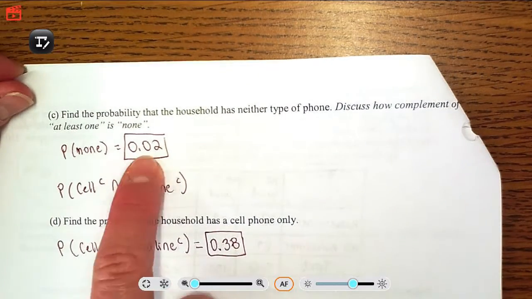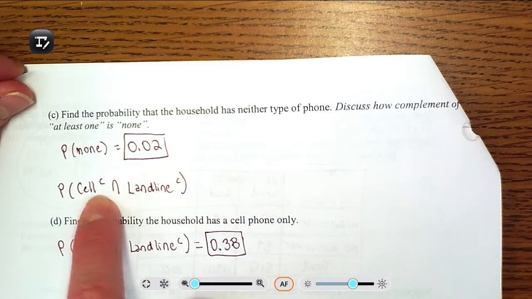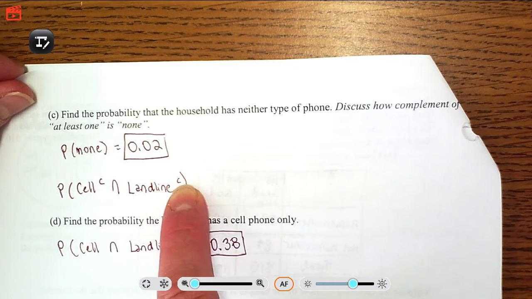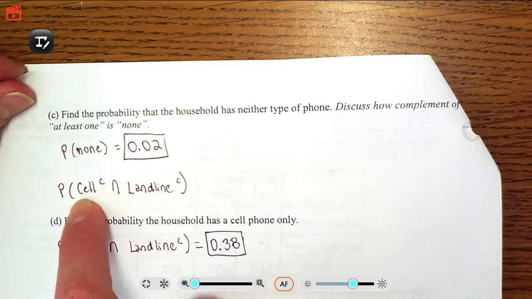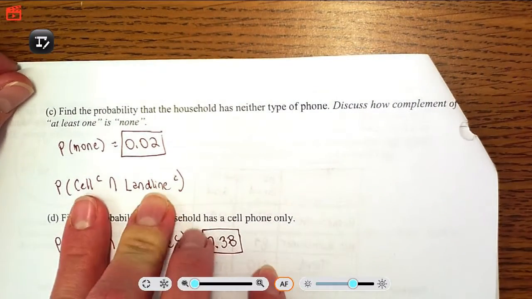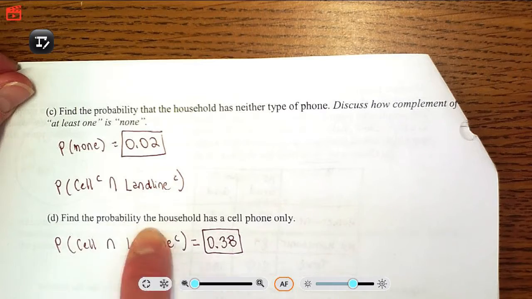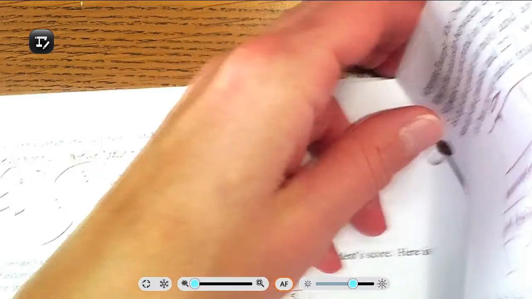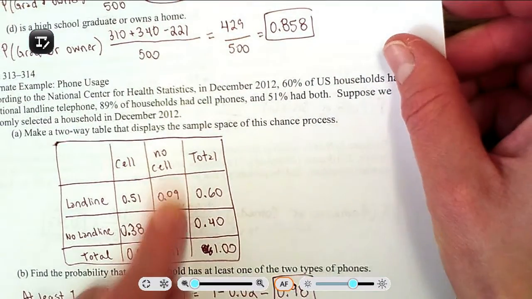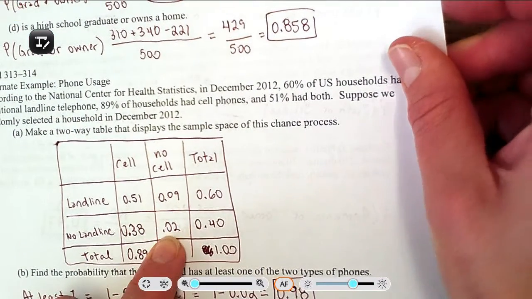The probability of none is 0.02, and that's the same as cell phone complement and landline complement. So it's the same thing as no cell phone and no landline. Okay, so that would just be the intersection of those two things. Find the probability, so that means that I can just take the 0.02 square right from the cell here, because no cell and no landline is right there, 0.02.